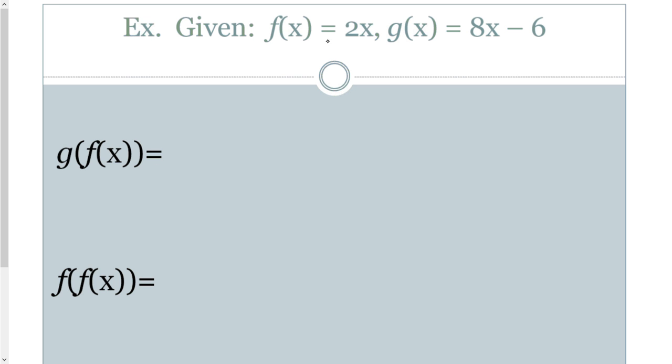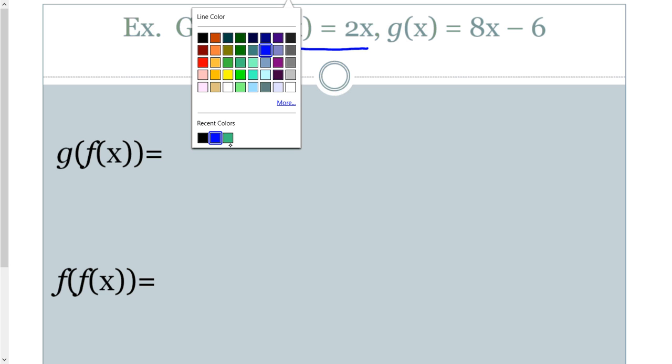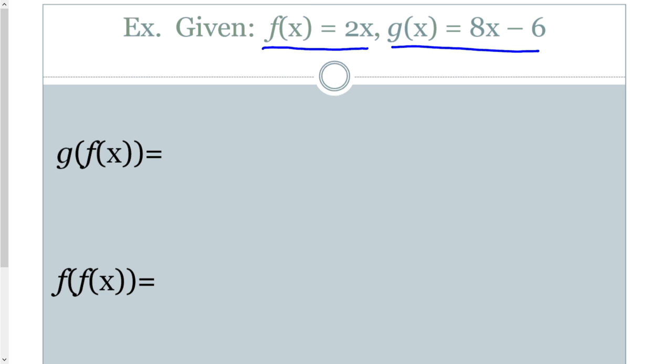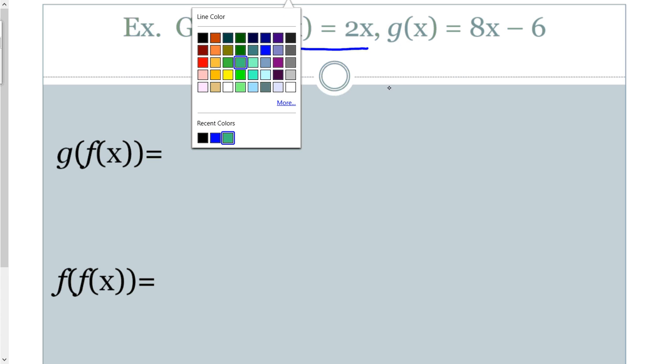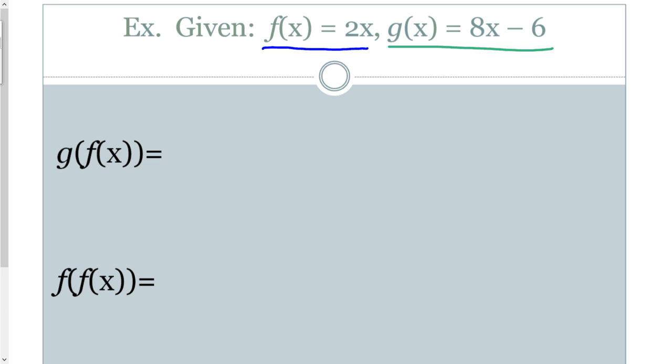We've still got the same functions, f of x and g of x. So I'll stick with doing f of x in blue and g of x in green. Wouldn't that be a wonderful thing to do? All right, so this time we're going to do g of f of x, which means that the output from the function f is going to be the input for the function g.